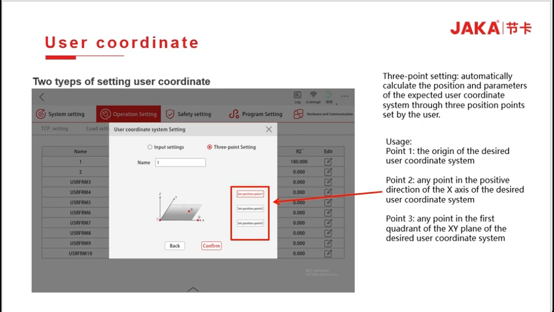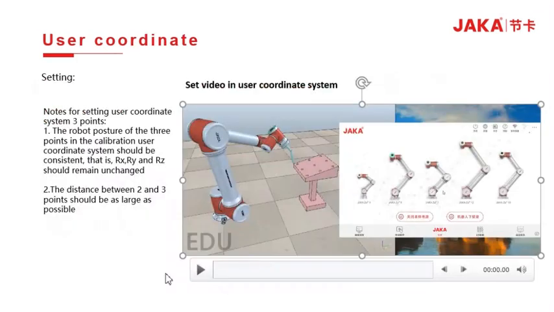The definition of these 3 points: point 1 is the origin of the user coordinate system. Point 2 is a position in the positive direction of the x-axis of the user coordinate system. And point 3 is any point in the first quadrant of the x-y plane of the user coordinate system. Now, let's watch the video.